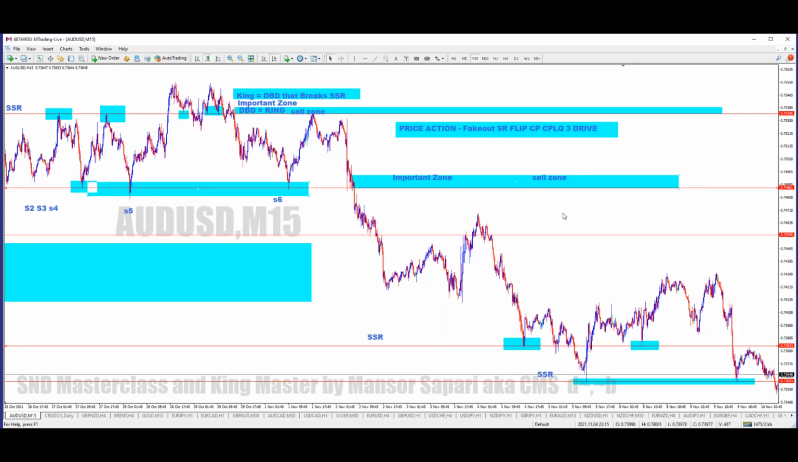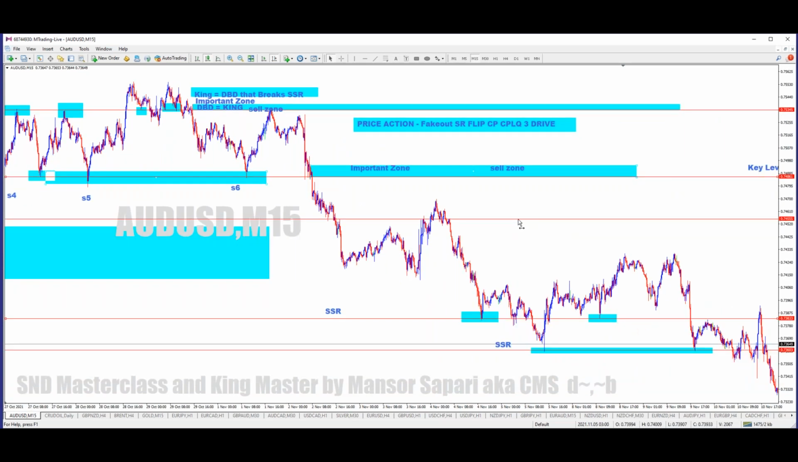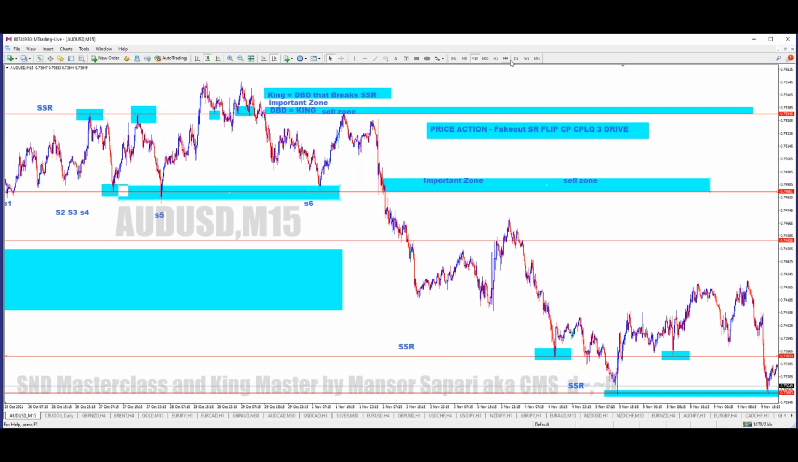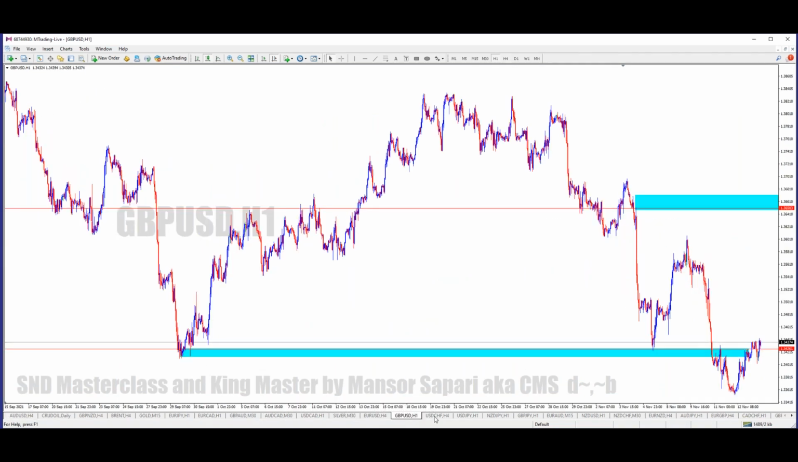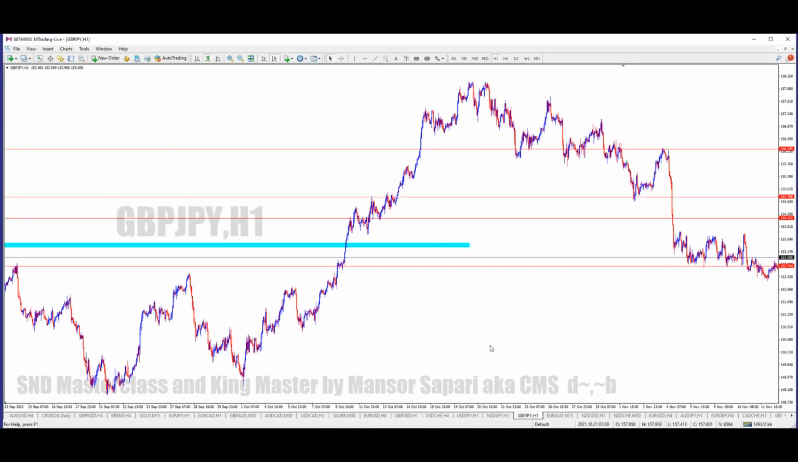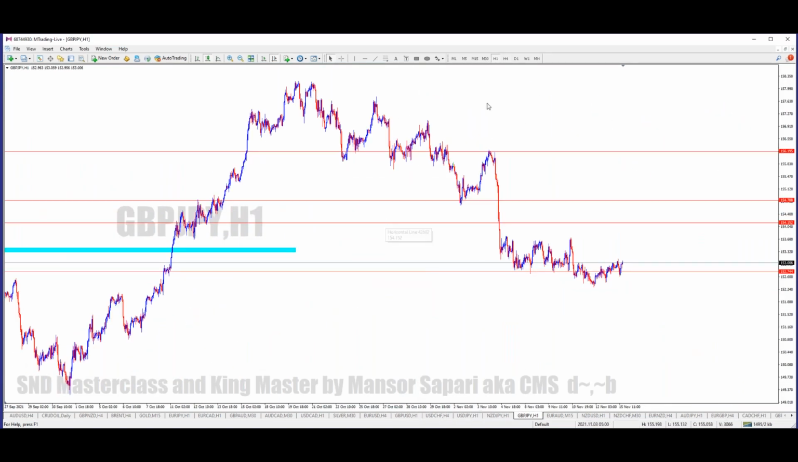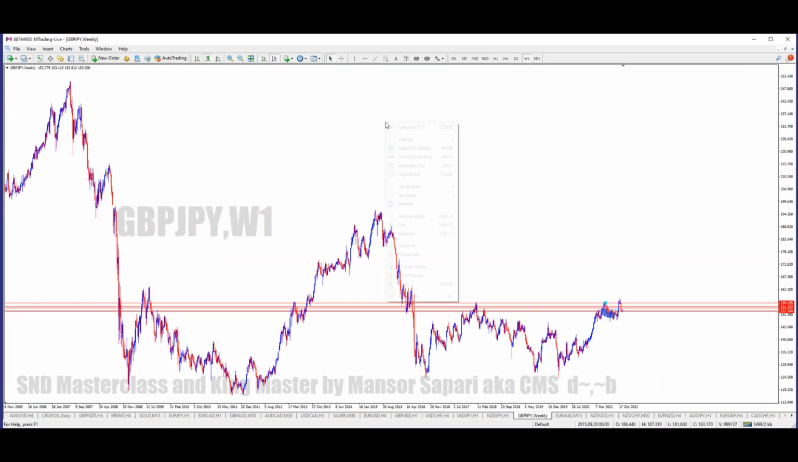So smaller time frame is for scalping. Yes, and 5 and 15 is for scalping only. If you want to swing, you can go to a bigger time frame. For example, like GJ, GU, UCHF. Where's GJ? You can, GJ, you have a setup on weekly.